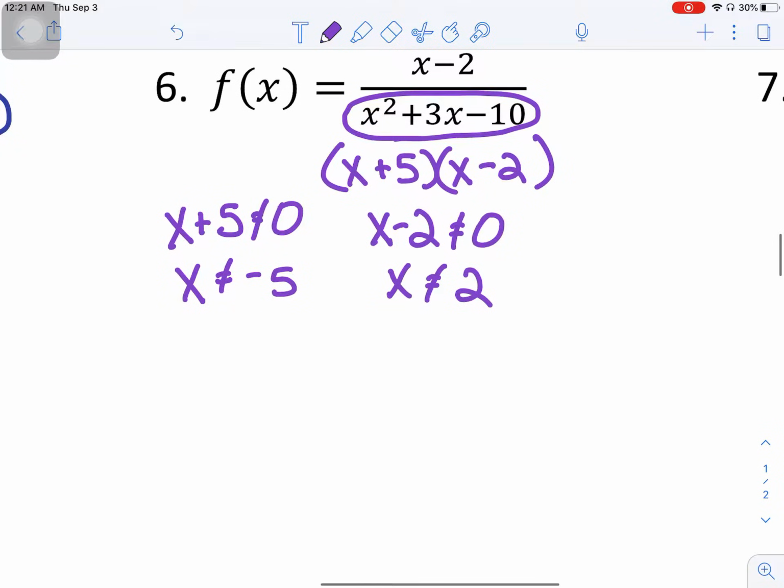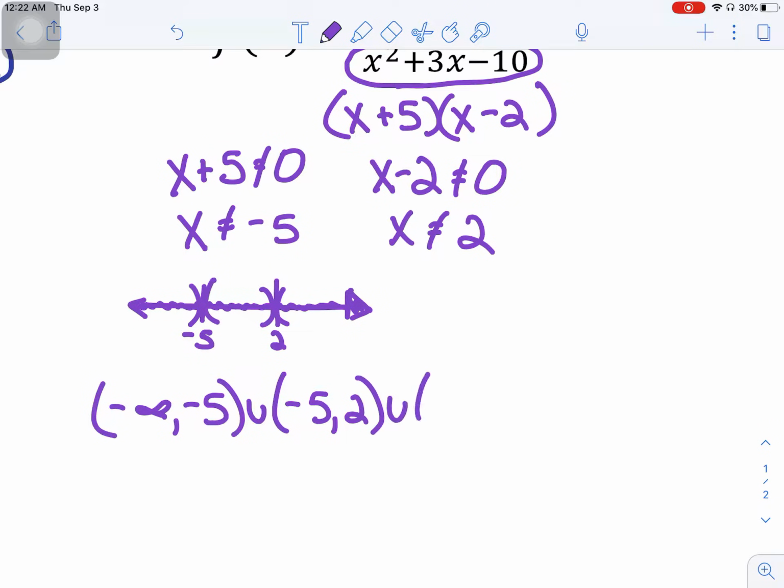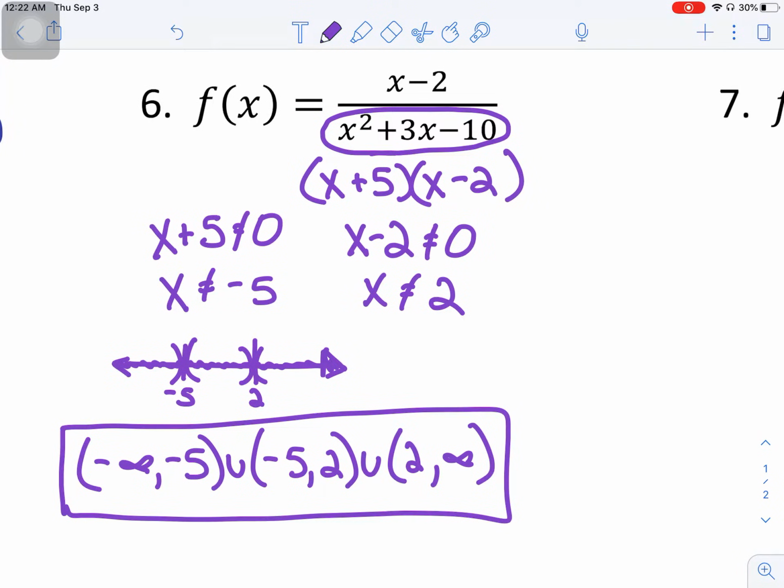And so on a number line, right, everything is good, right up until we hit negative 5. Then I have to throw that number out. And then from negative 5, everything is great until I hit 2, and I have to throw that number out. So interval-wise, we're going to go from negative infinity to negative 5, union with negative 5 to 2, and then 2 to infinity. So this set of 3 intervals, where they're all unioned together, is the domain of problem number 6 written in interval notation.